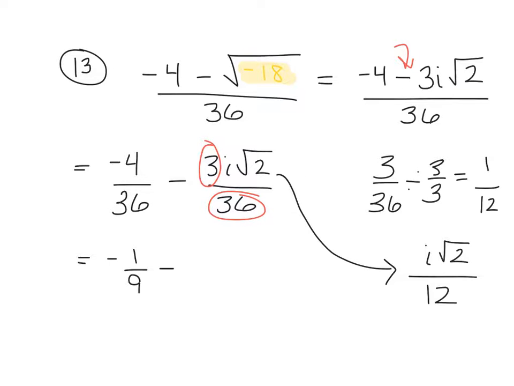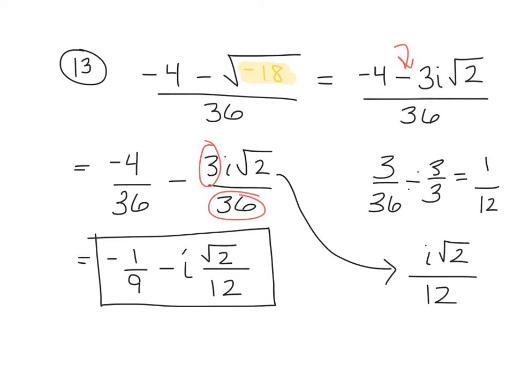So I'm going to write that in my problem. And you can either write the i on the outside, or you can write it in the numerator position. They're both the same thing. So here I wrote the i on the outside of the fraction bar. So my answer is negative 1/9 minus i times the square root 2 over 12.